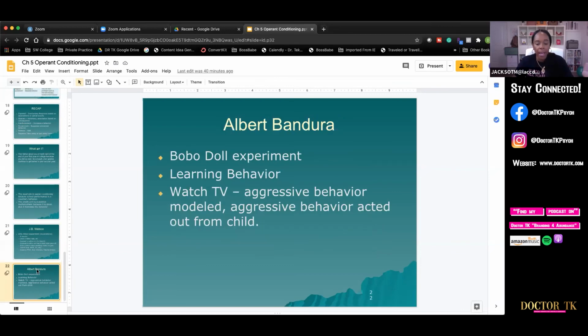Okay. Now the last one is Albert Bandura. He focused on observing children with aggressive behaviors, to see if a kid would have aggressive behaviors. His experiment was known as the Bobo doll experiment. In your textbook, on YouTube, on Google, if you look it up, you'll be able to see pictures, okay?